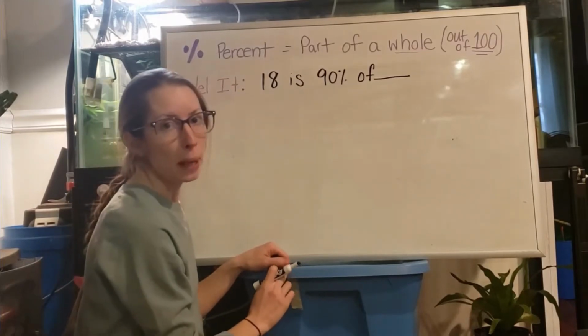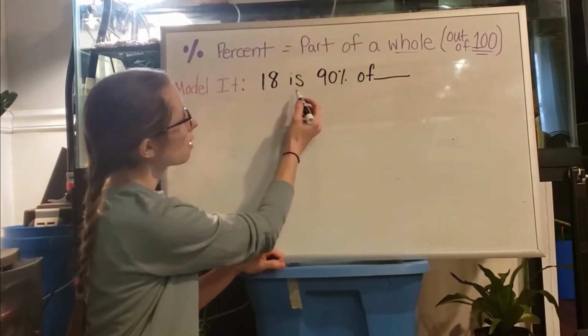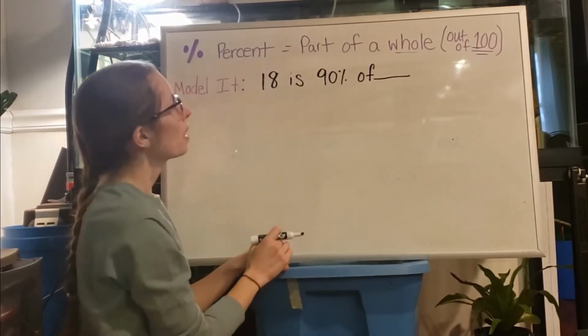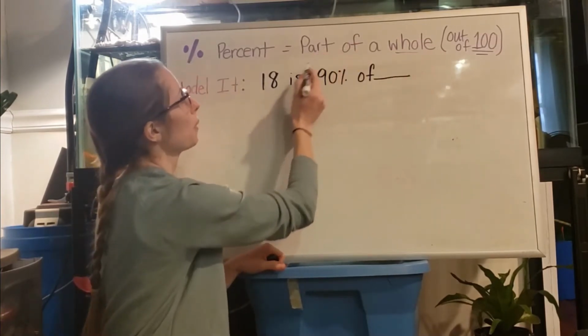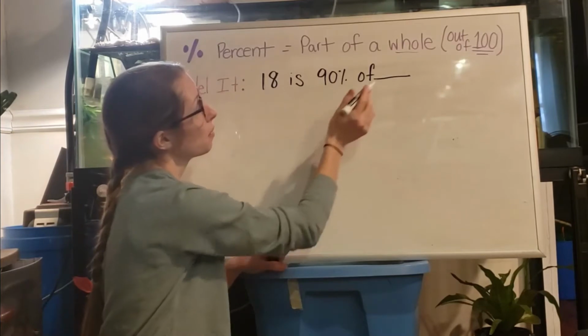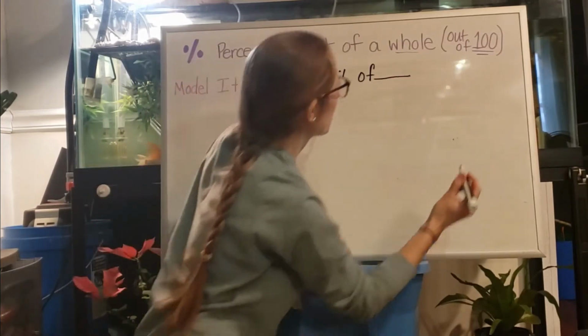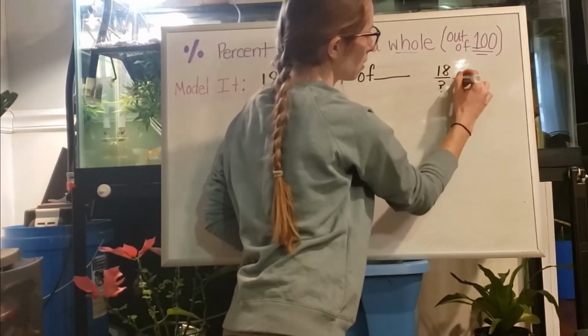So the first problem in practice sheet 2B is this one here. 18 is 90% of, and then we don't know. So we're trying to figure out the whole. We know the part. The part is 18. We want to figure out what our total is. So really you can think of it as 18 out of what? We don't know.